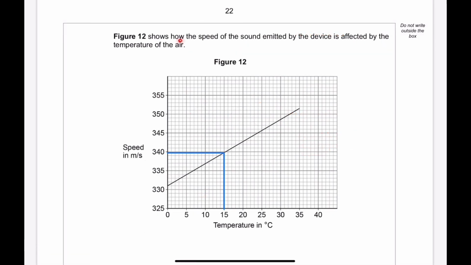Figure number 12 shows how the speed of the sound emitted by the device is affected by the temperature of the air. We can see here as the temperature is increasing, the speed of the wave is also increasing. The normal speed of the sound in the air is about 330 meters per second. As the temperature is increasing, the speed of the wave is increasing.